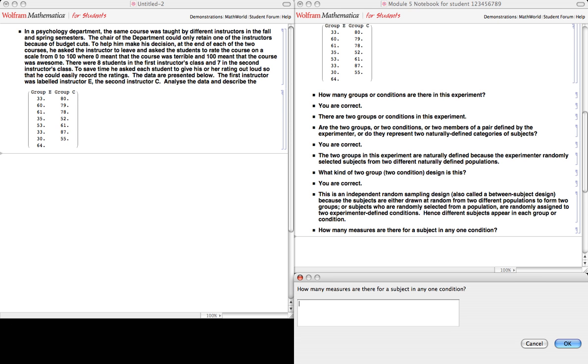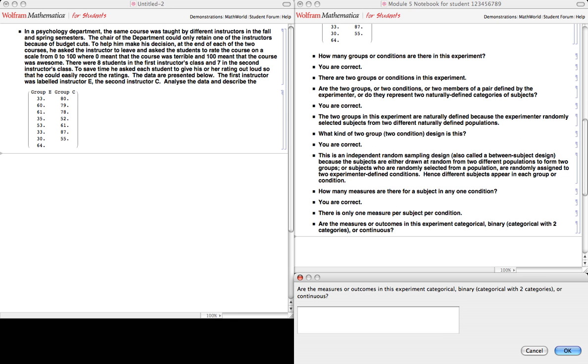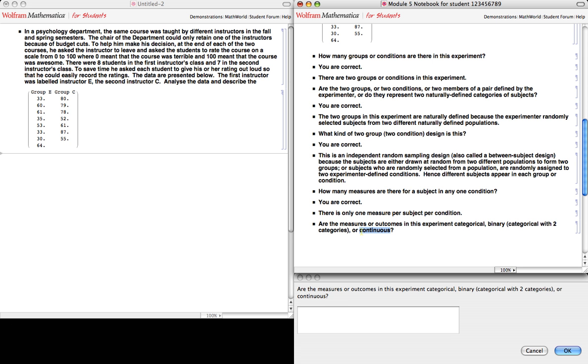Okay. How many measures are there for a subject in any one condition? One rating is taken per person. Are the measures or outcomes in this experiment categorical, binary, or continuous? Because the ratings can range between a minimum of 0 and 100 and can take on any value in between, they're certainly not binary, but they are continuous. So I just don't want to make a spelling mistake here. I'll just copy and paste. Makes it easier.